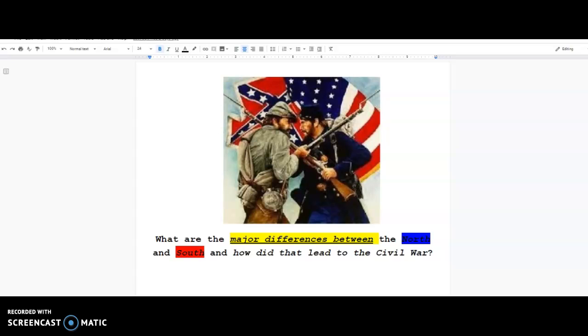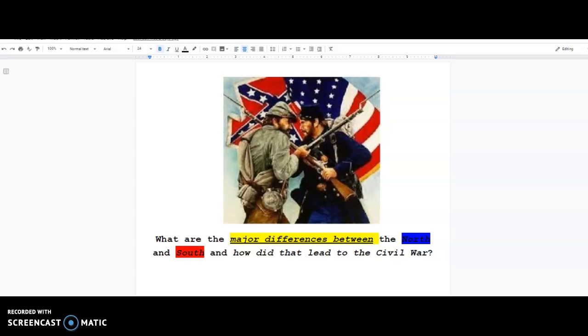Now let's move to part 2 of this question. How? How did that lead to the Civil War? Basically, it's asking you, how did those differences cause a war between the North and South? Again, you're looking at the causes for it, not what the war was about.